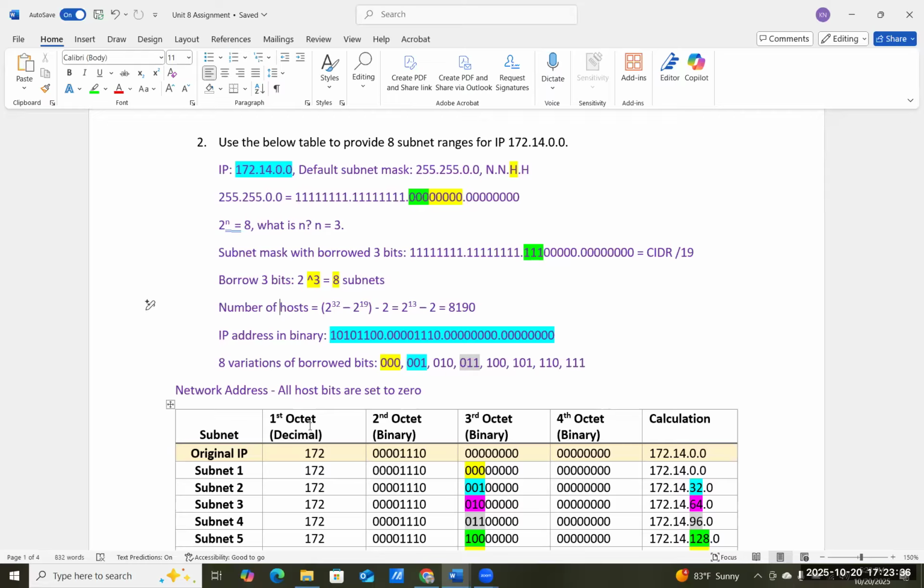So I calculate this, subtract the 2 non-usable addresses, right? And if you learn how to do exponent subtraction, if the base is the same, you just take the exponent and you subtract, right? So 32 subtract 19. And so that means I have 2 to the 13th power minus 2. And that gives me 8,190 host IP addresses that are usable within each subnet. Okay, you got that? So you might expect something like this on a quiz and exam.